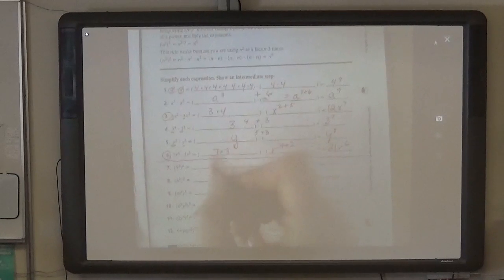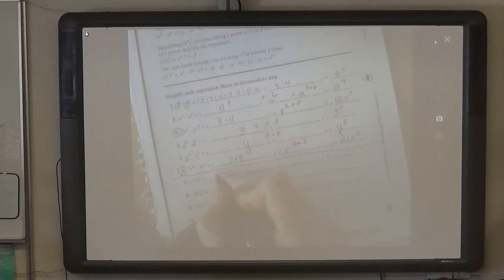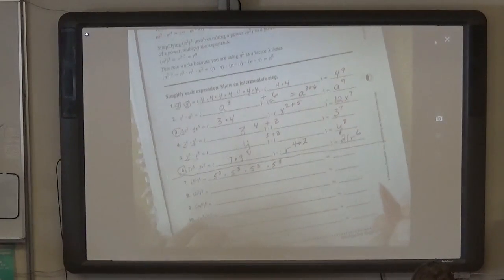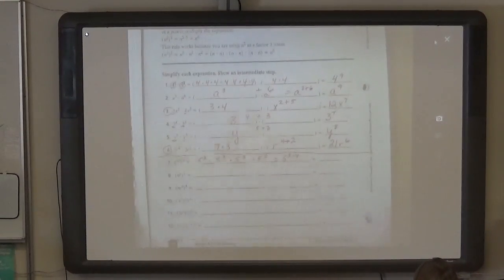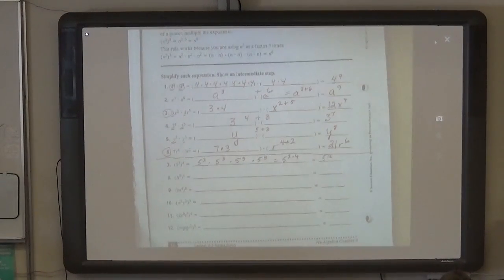5 to the third to the fourth. So in expanded form, this means 5 to the third times 5 to the third times 5 to the third times 5 to the third. Basically 3 times 4, so it's 5 to the 3 times 4, which is 5 to the 12th, yep. But write it out in expanded form on this one.